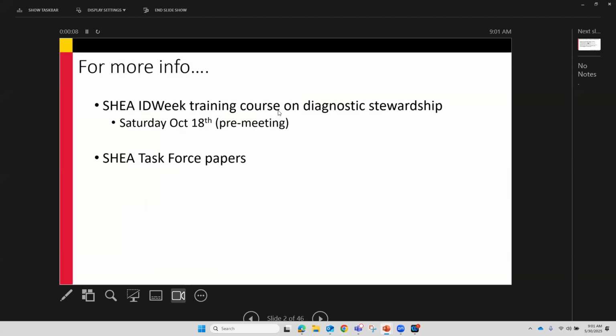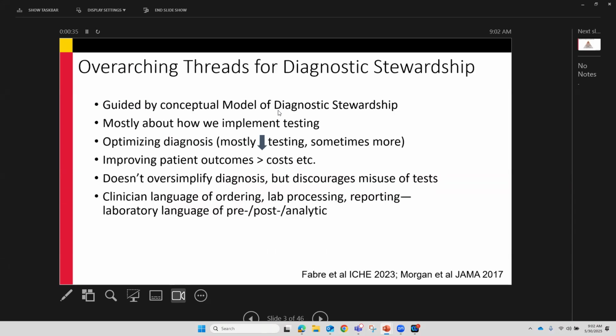If people are interested, there is more information about diagnostic stewardship out there. I'd recommend two big resources. One is a half-day course before ID week for people who go to the infectious disease meeting. And there are also SHEA task force papers. The Society for Healthcare Epidemiology of America has a task force that I co-lead, and we have four papers that are free online for people who are interested. And I'll mention those again.